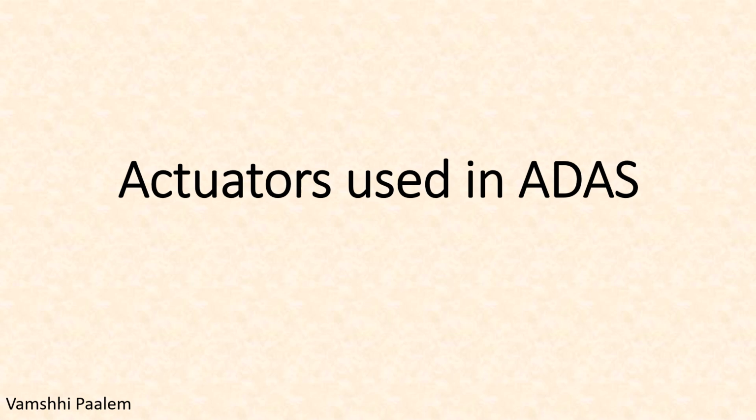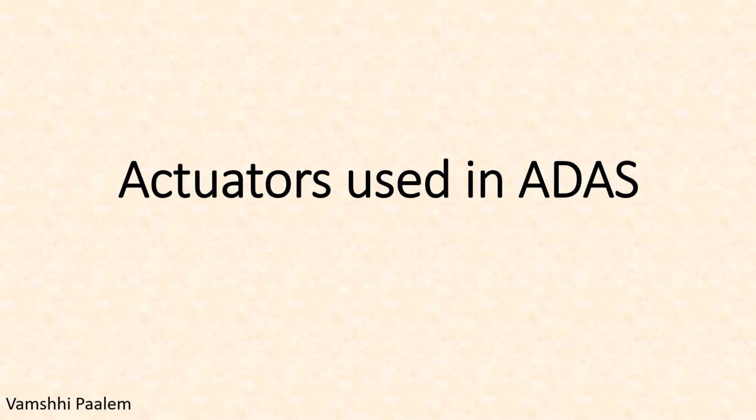Hello everybody. We have seen extensively the various types of sensors that are used in ADAS. Now we will see the various types of actuators that are used in ADAS. Actuators are very important. They are the actual action doers. After sensing and processing, these actuators are the ones who actually instigate the action in the vehicle.